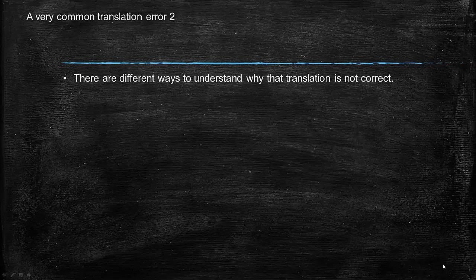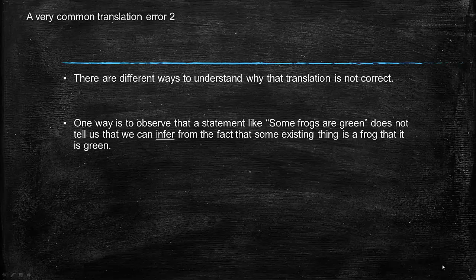All right, so there's different ways to understand why that translation with the conditional is not correct. Now, one way is to observe that a statement like some frogs are green does not tell us that we can infer from the fact that some existing thing is a frog that it's green. It just tells us that there is at least one green frog.